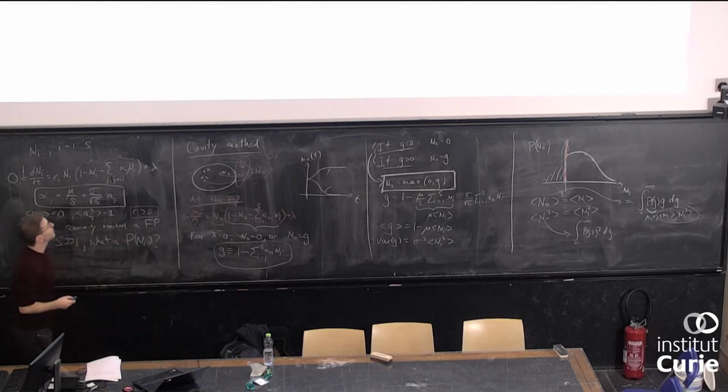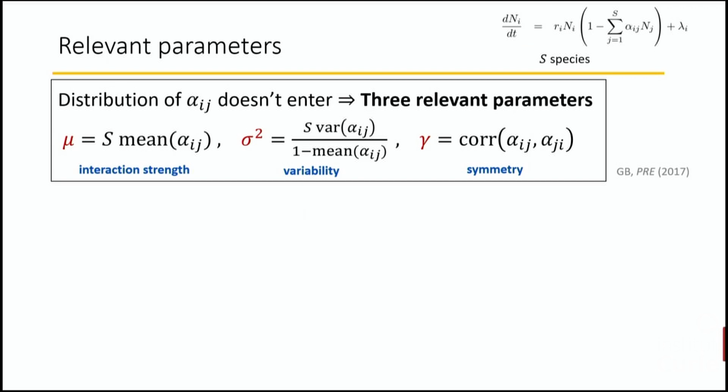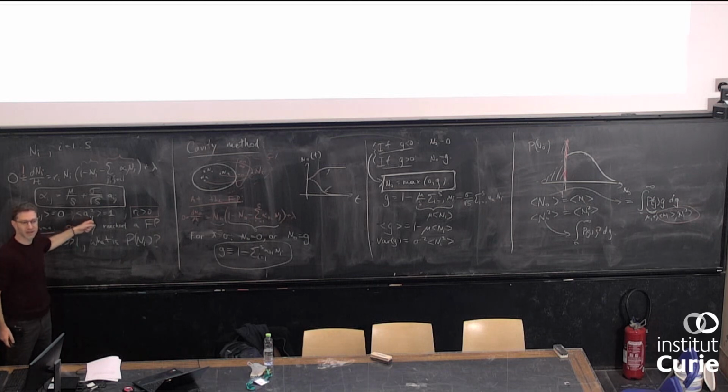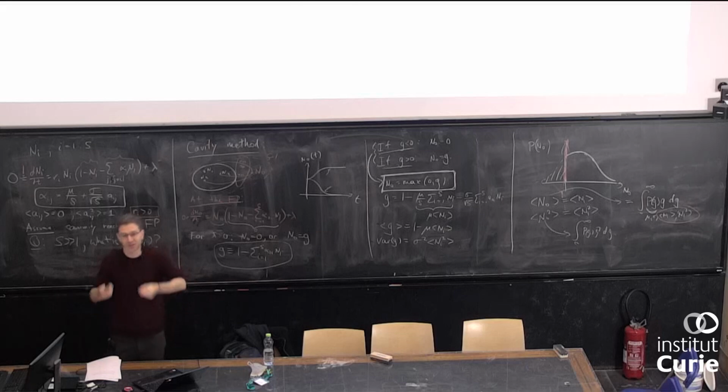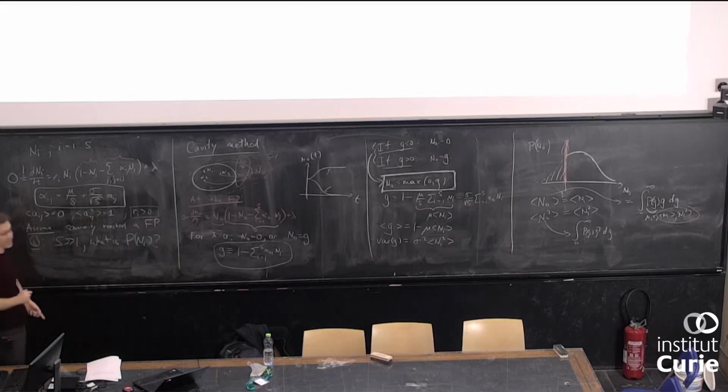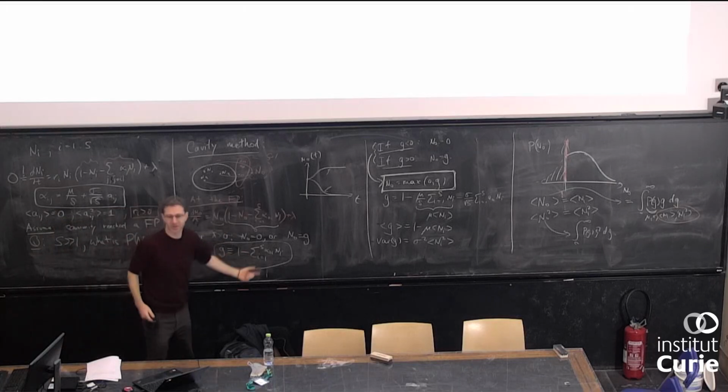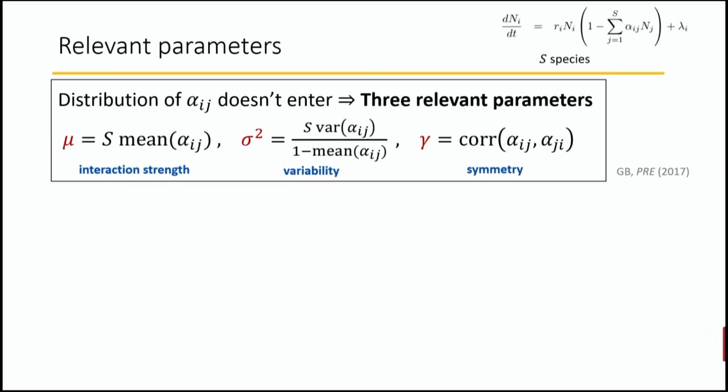Excellent. So one thing that I didn't even say here, but now you can notice it, is that I never told you what the distribution of the alpha ij's is. It could have been a flat uniform distribution, Gaussian, who knows what it is. As long as it's not very crazy, this never entered here because of something like a central limit theorem. So the important thing is that the distribution didn't enter, and that means that really what I have is 3 relevant parameters in my system.